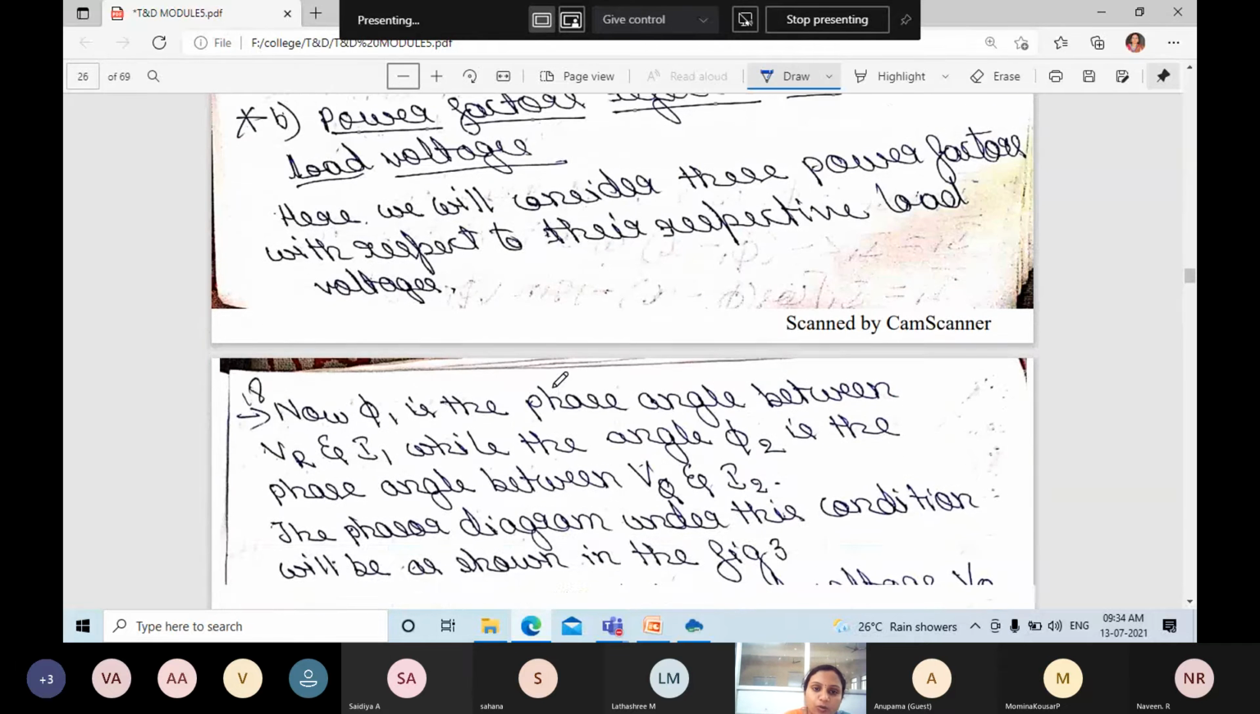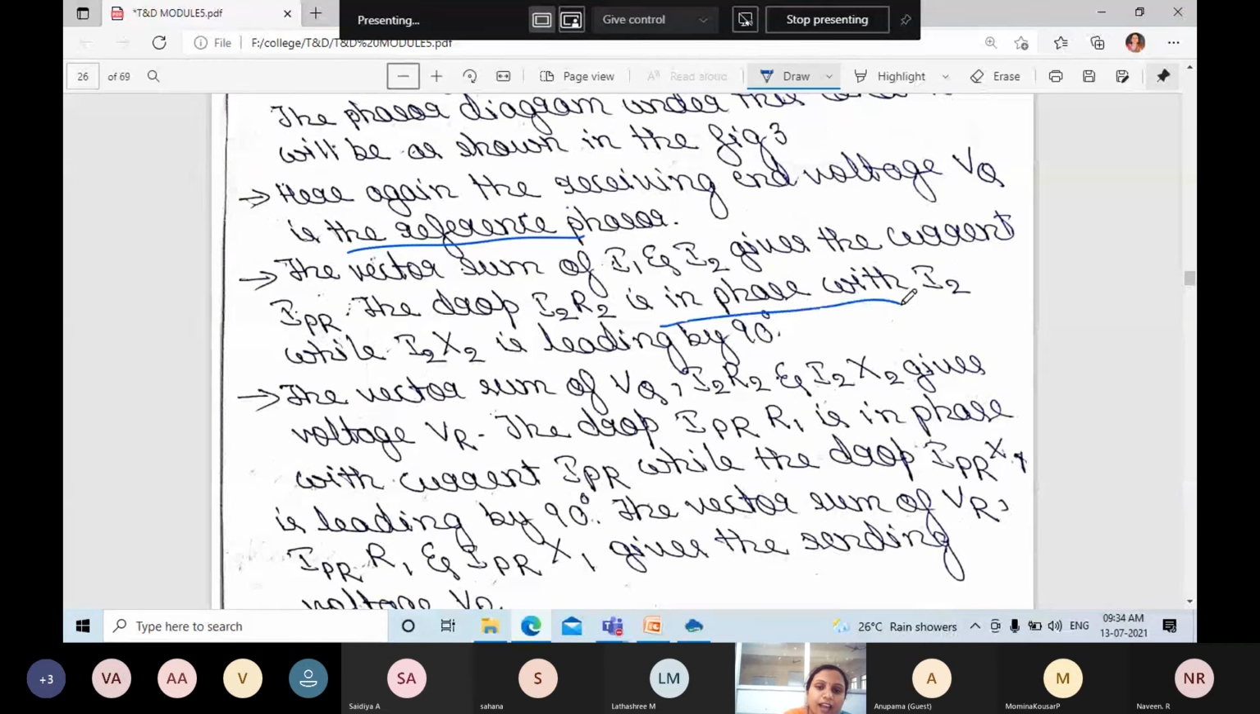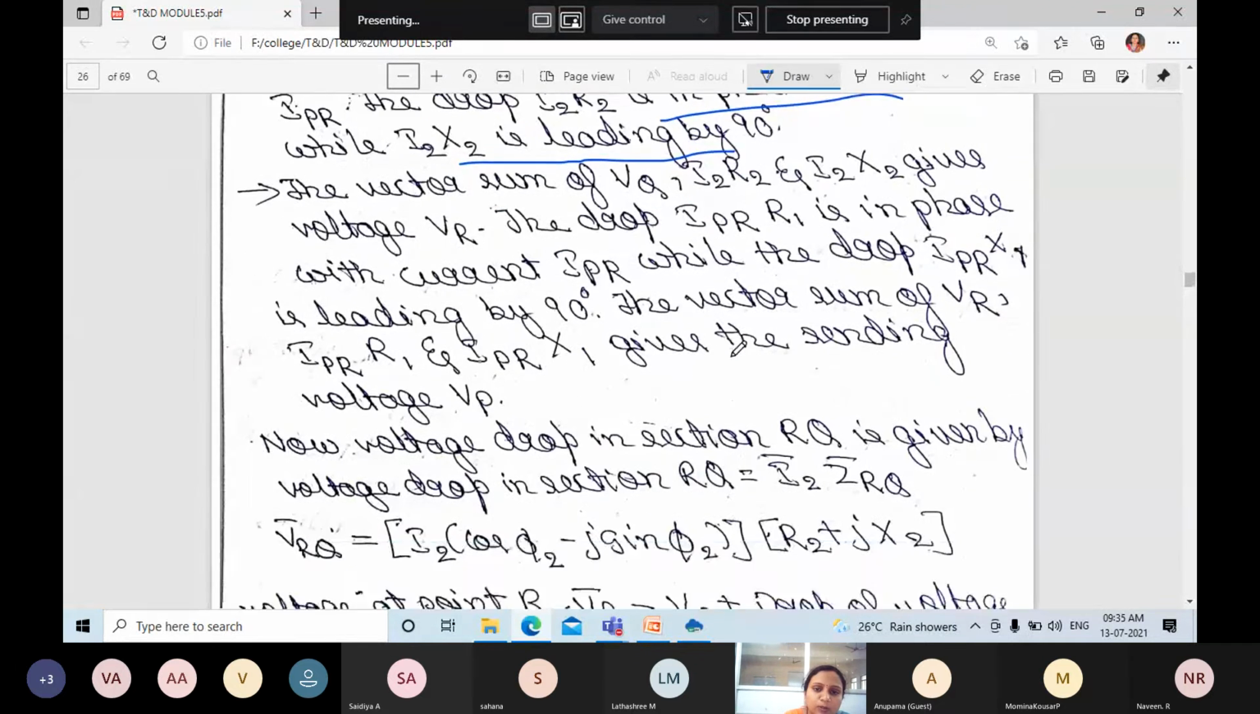Power factor referred to respective load voltages. Now here the receiving end voltage VQ is the reference. In the last class, in the last case also, we have taken VQ as a reference phasor. The vector sum of I1 plus I2 will give the current IPR. The drop I2R2 is in phase with I2 while I2X2 is leading by 90 degrees, same as in the last case. The sum of VQ, I2R2 and I2X2 will give the voltage VR.